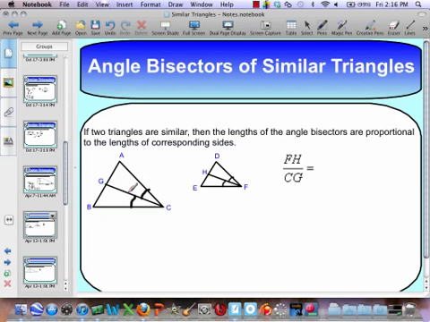An angle bisector only works if the triangles are already similar. If the triangles are similar, then the lengths of the angle bisectors are proportional to the sides.